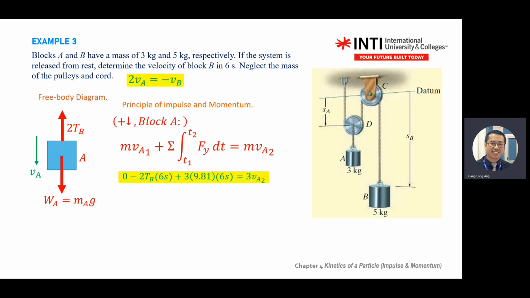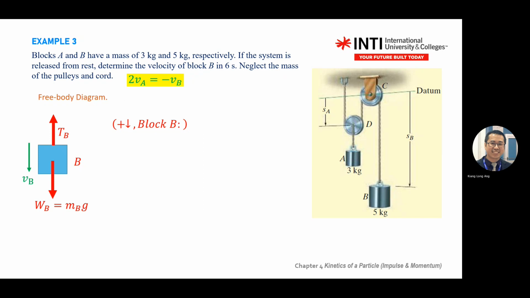Time was given in the question, 6 seconds. Then your W goes down positive because the datum point is down positive. So you have 3 kilograms times gravity, 9.81, times 6 seconds. Mass was given, and V2. So here you have 2 unknowns. You have the cable tension and velocity at 2.